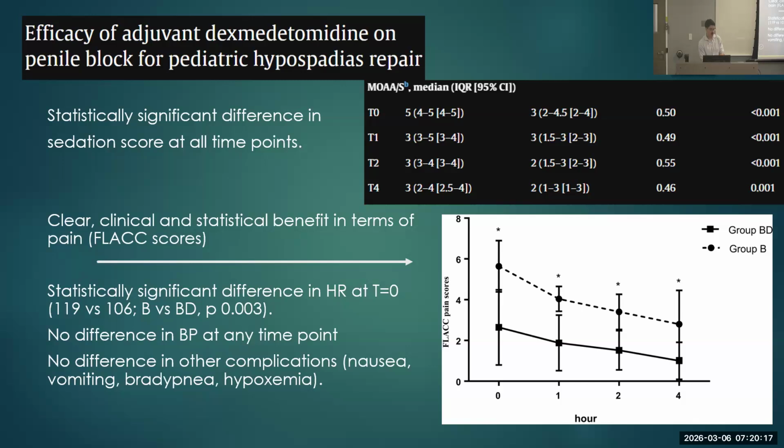Other findings that they had, there was a statistically significant difference in heart rate at time equals 0. So immediately after the block was placed and they were brought to PACU, the kids in the dexmedetomidine group had a heart rate that was about 15 beats per minute lower. But at all other time points, it was not significantly different. So it was a little bit of that bolus effect, and then it came down. At no point was there a difference in BP, and there were no differences in any other complications, nausea, vomiting, hypoxemia, or dyspnea.